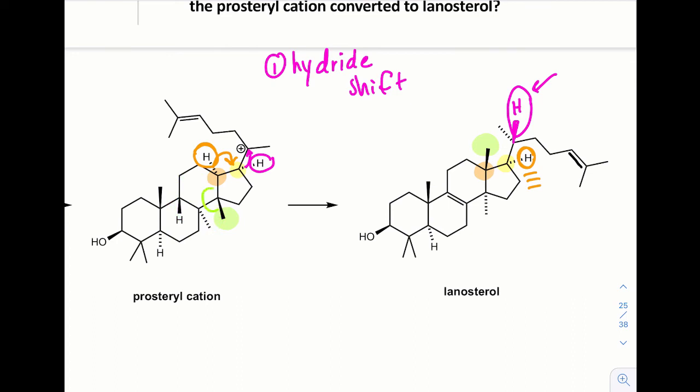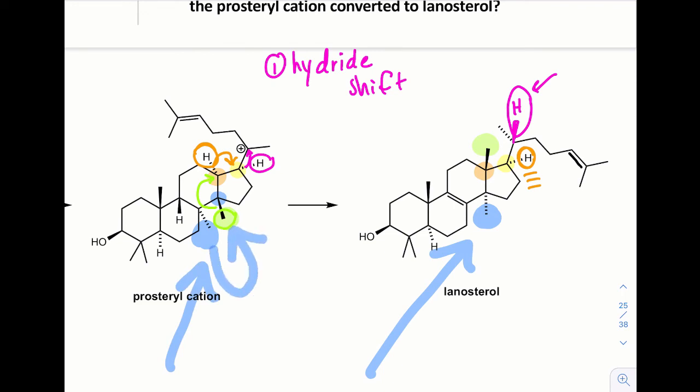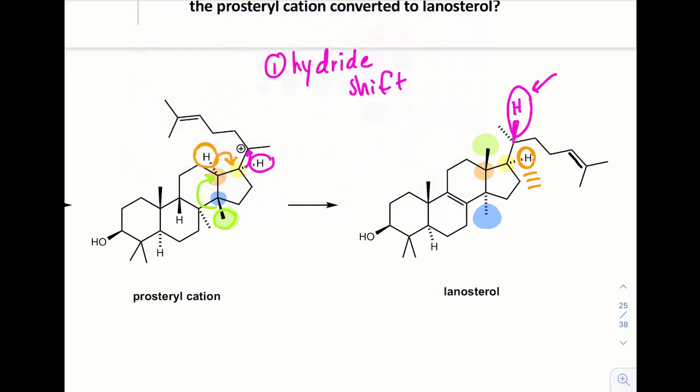All right, so this one's going to shift over. And then so this methyl group shifts to this carbon. Here it is in lanosterol, right? That is going to leave a carbocation here. And then this methyl group in lanosterol is going to come from here. This methyl group in the protosteryl cation is going to scooch over and fill up that empty orbital on the carbocation that's going to be there. So it's going to move over here, and then there it is.